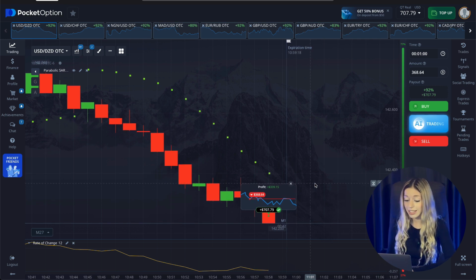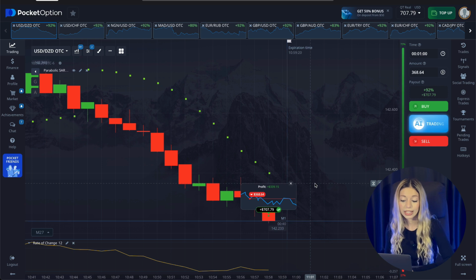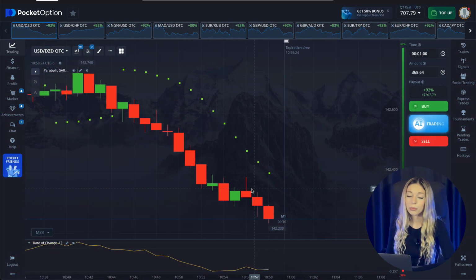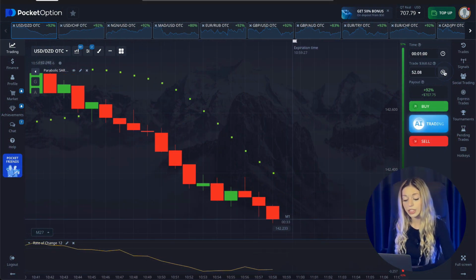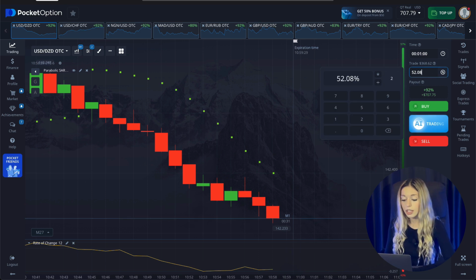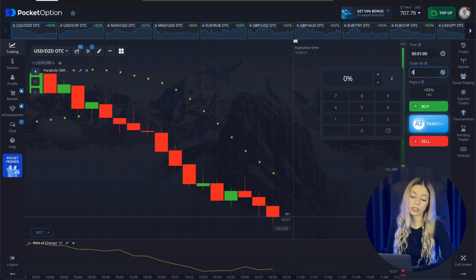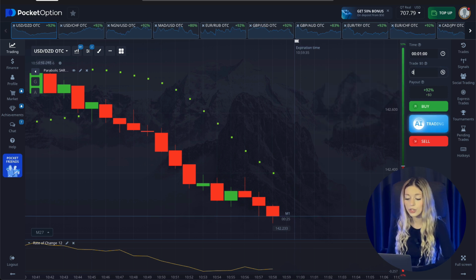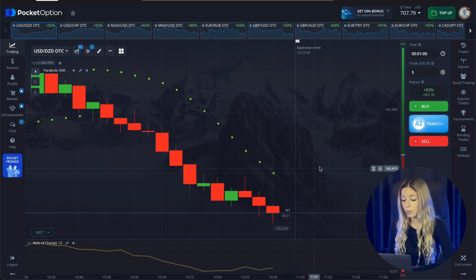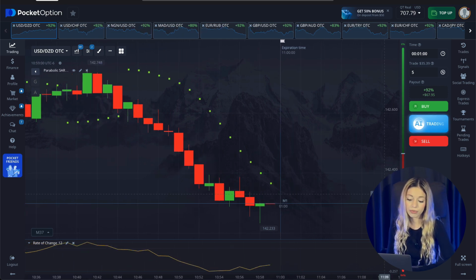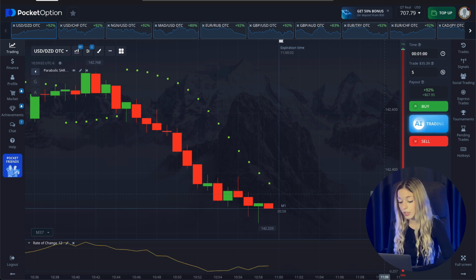So as you can see, this strategy is perfect for reading trend movements. But here is my advice, guys. Use risk management. You can set a percentage of your deposit. I would recommend like 2%, which with this deposit would be like $14. I wouldn't suggest going above 5% on your first trade.